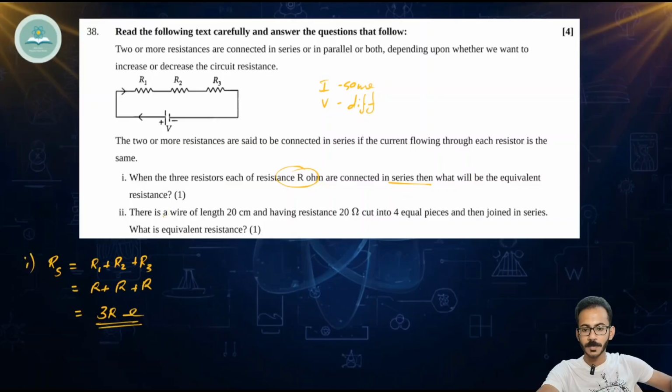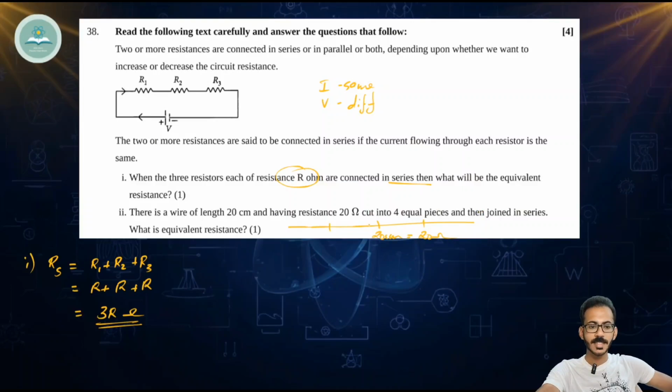Second one, there is a wire of length 20 centimeter. So they are speaking about a long wire of length 20 centimeter, having resistance 20 ohm. So this is having a resistance of 20 ohm. It is cut into 4 equal pieces. Then it is joined in series. Then what will be the equivalent resistance?